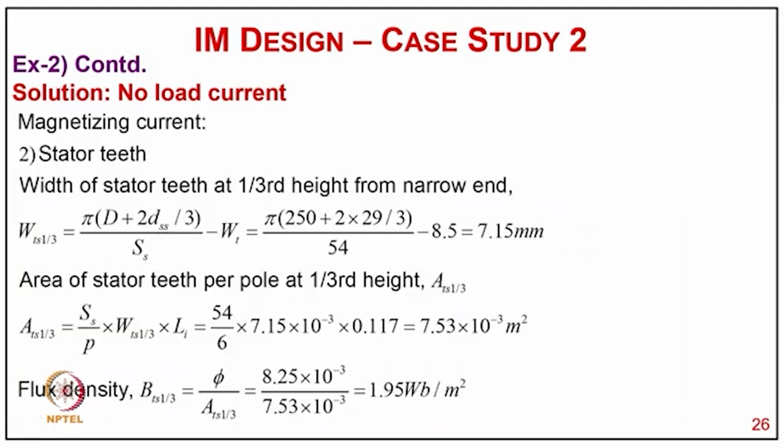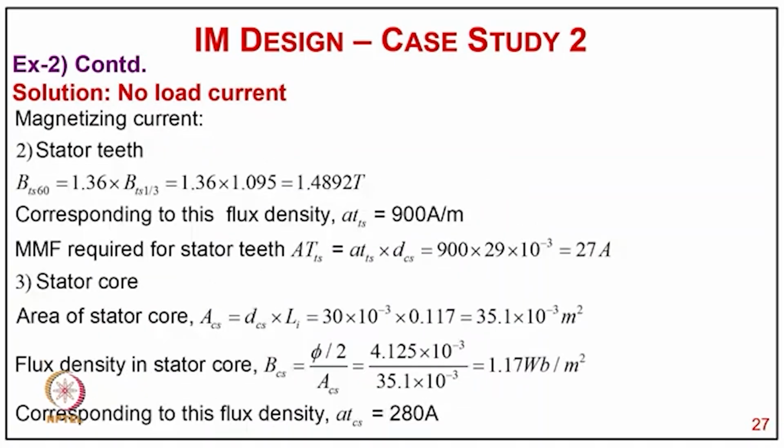Now coming to MMF calculation for stator teeth, the width of stator teeth at 1/3 height from the narrow end, W at 1/3, is pi into D plus 2 DSS by 3 divided by SS minus WT, putting values it comes 7.15 millimeter. And the area of the teeth per pole at 1/3 of height ATS 1/3 equals SP SS upon P into WT 1/3 into Li, so putting values it comes 7.53 into 10 to the power minus 3 meter square. So flux density BTS 1/3 is phi upon ATS, which comes 1.95 Weber per meter square or Tesla.